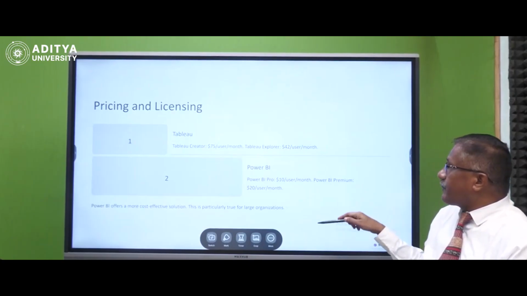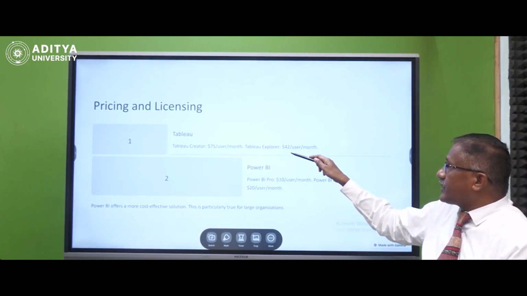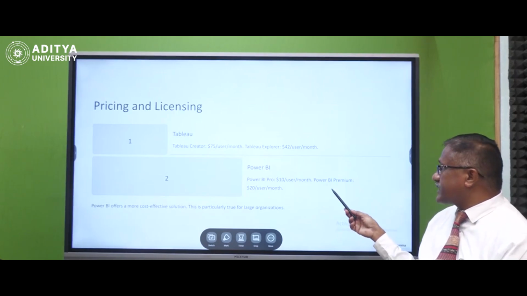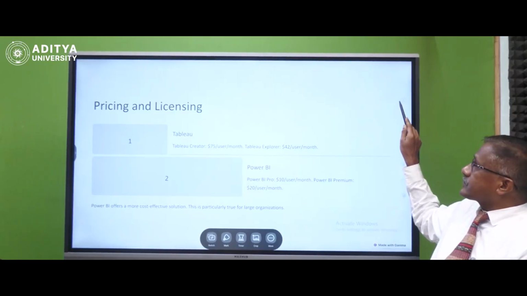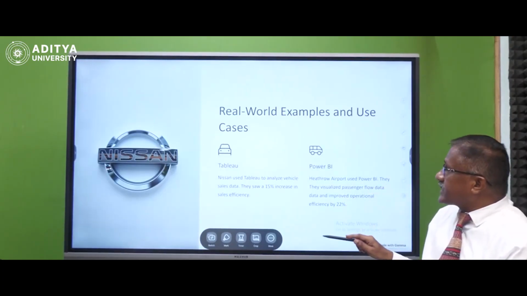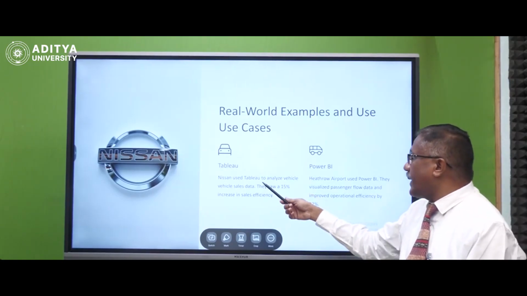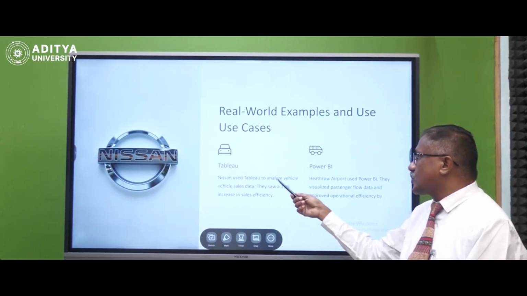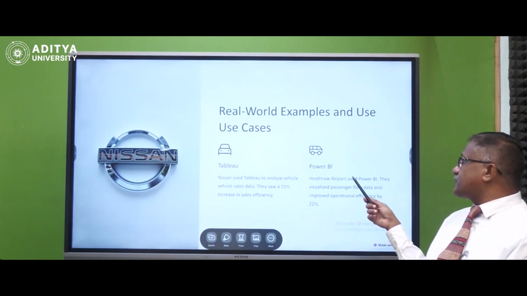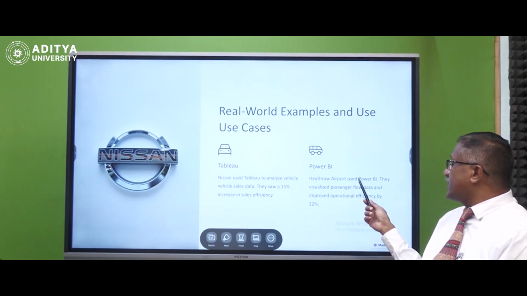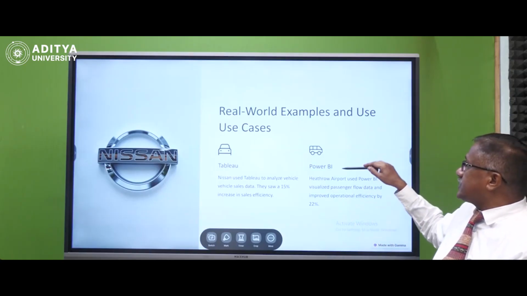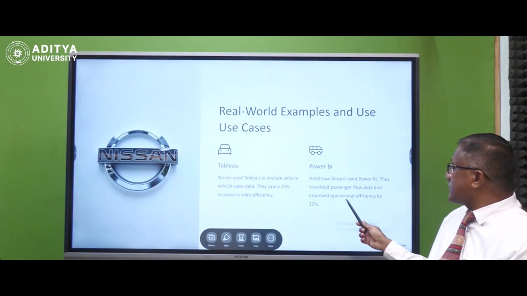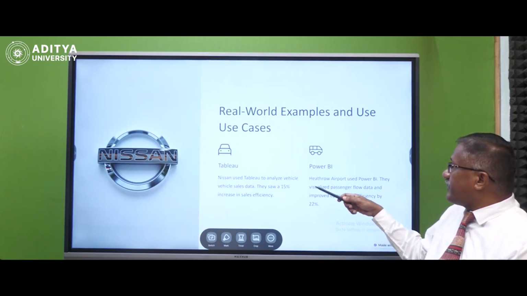For price and licensing, we can compare: Tableau is $42 per month, whereas Power BI is only $10 per month, which is comparatively less cost. For real-world examples, Nissan used Tableau to analyze vehicle sales data, whereas Heathrow Airport used Power BI to visualize passenger flow data and improved operational efficiency by 22%.